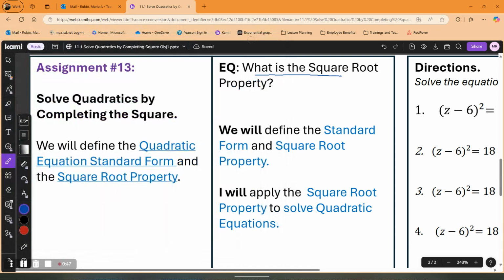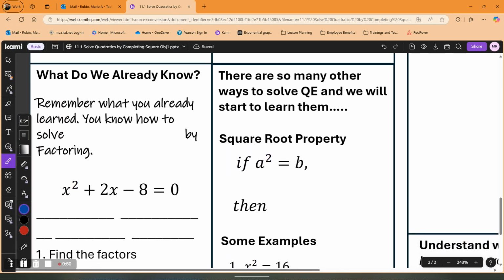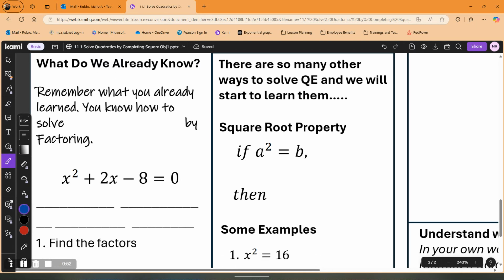Let's take a look at some definitions. What do we already know? Remember what you already learned. You know how to solve quadratic equations by factoring. We learned how to solve quadratics the first weeks we came back from Christmas break. Solve quadratics by factoring. This right here, x squared plus 2x minus 8 equals 0.